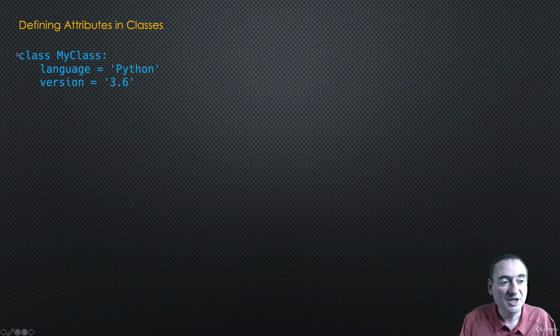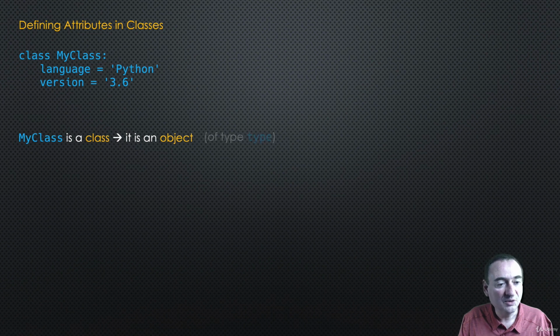So here we have this brand new type that we're creating called myClass. It's going to be an object. And now it will have two attributes, language and version. So this is how we can create and define values for attributes directly inside the class. We just do it that way. So remember, myClass is a class, but it is also an object of type.